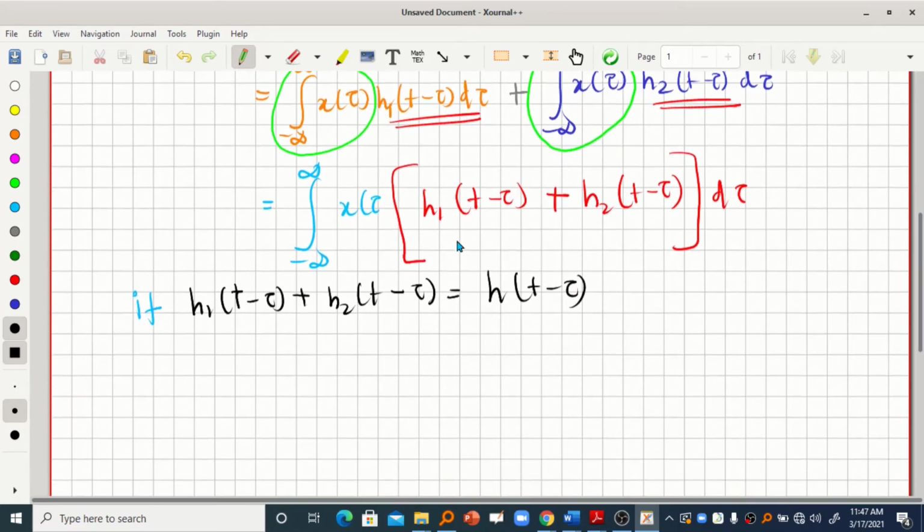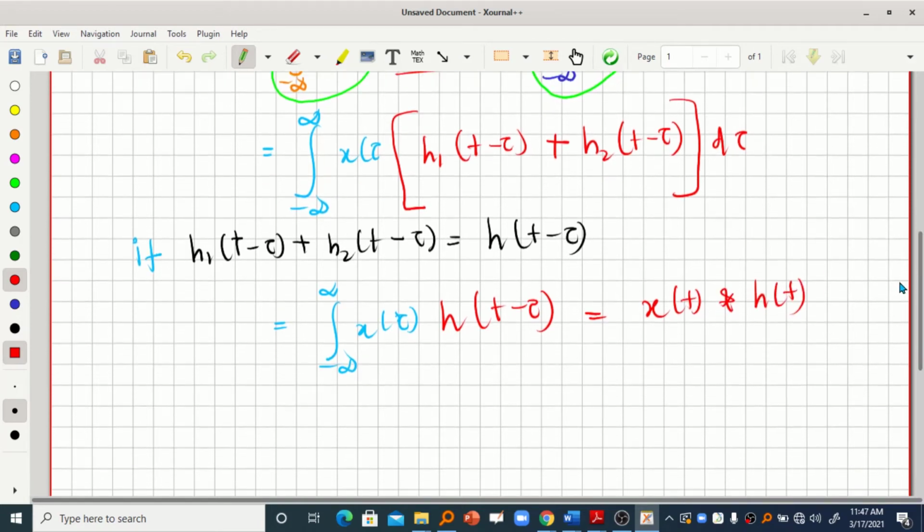Then the above equation can be written as, how can you write? We can write the integral from minus infinity to plus infinity of x of tau times h of t minus tau, right? So this is nothing but x of t convolution h of t, right? So what is the meaning of that? Actually, if we consider the overall system response h of t as a sum of individual impulse responses, then we can write like this. So from this, what is the conclusion?